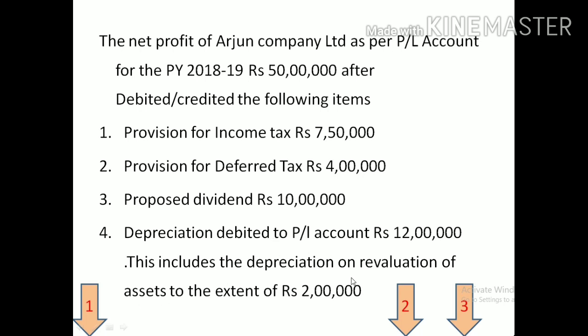Okay, but here they only specified that depreciation is 12,000 as per profit and loss account, which is already included. Depreciation on revaluation, there is 2 lakh already there, so you should add back this 12,000 to the profit.